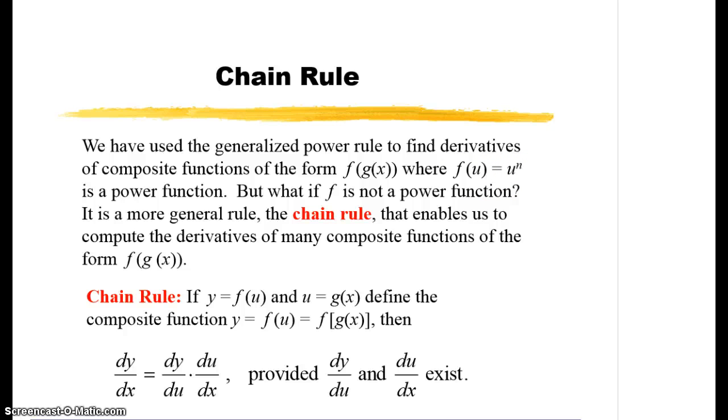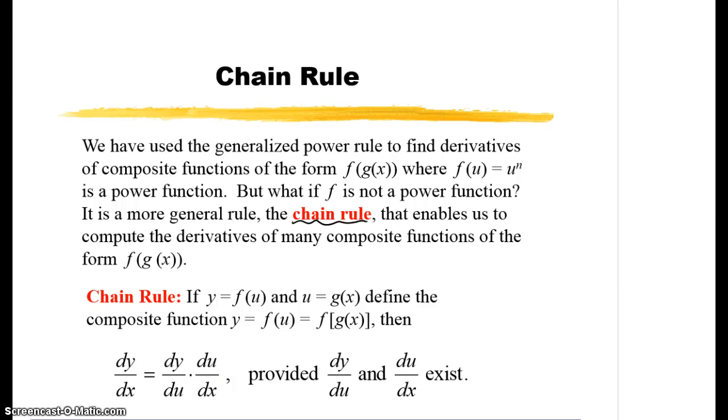It is a more general rule, the chain rule, that enables us to compute the derivatives of many composite functions of the form f of g of x. And what the chain rule says is that if y is a function of u, and u itself is a function of g of x, we define the composition function y to be f of u or f of g of x. Then the derivative of y with respect to x is the derivative of y with respect to u times the derivative of u with respect to x, provided those two derivatives exist.